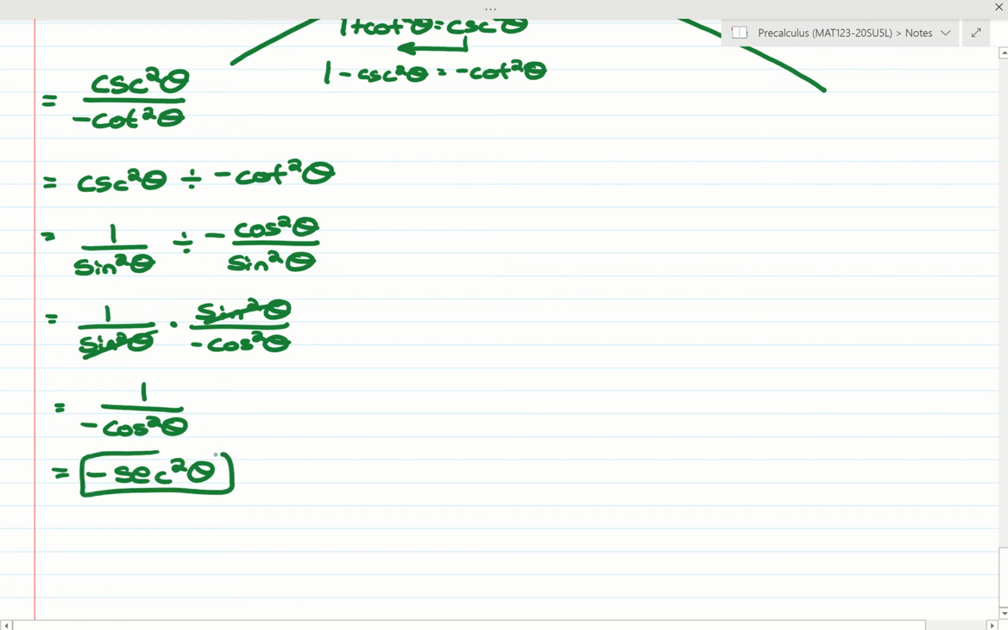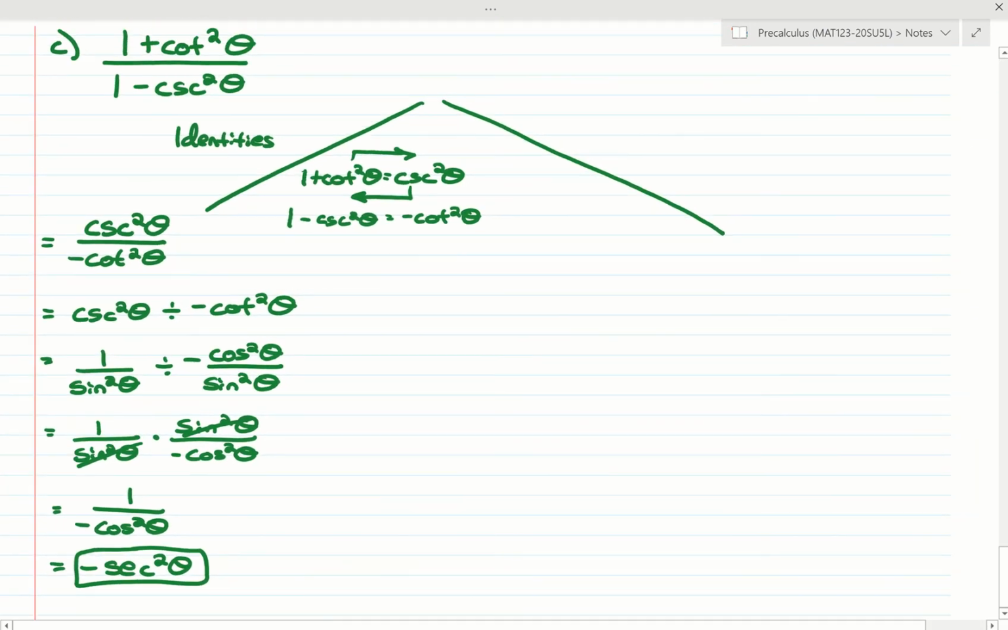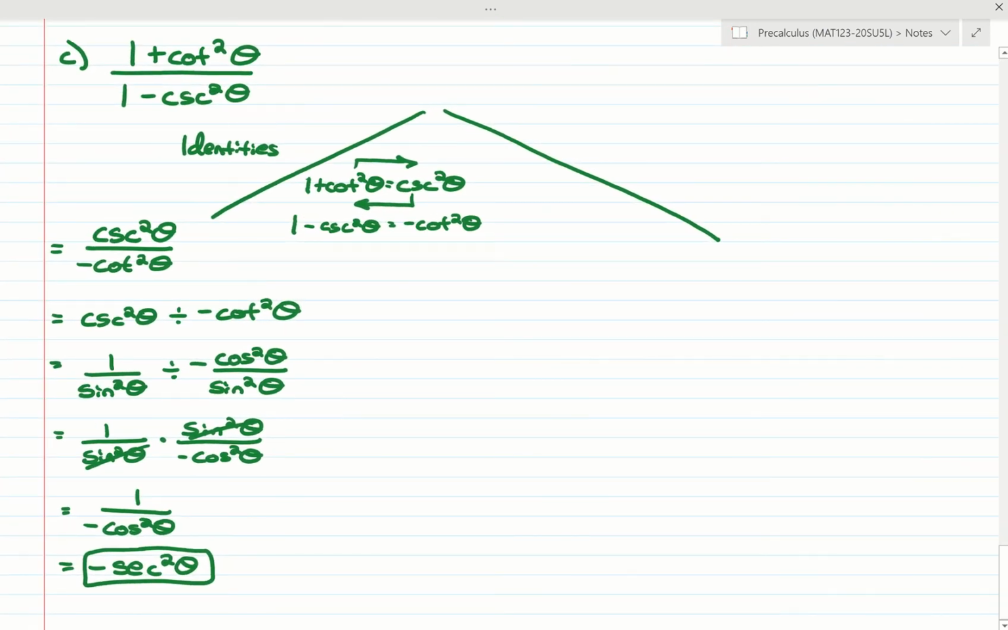So don't get intimidated by this. I know that's a lot, especially the first time you're seeing it, but you don't have to do it this way. This is using the Pythagorean identities. Let me show you how we could do this with sines and cosines. We should get the same answer.